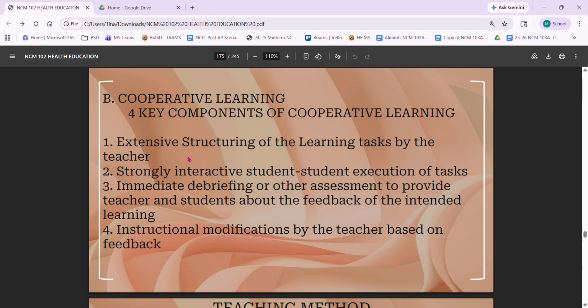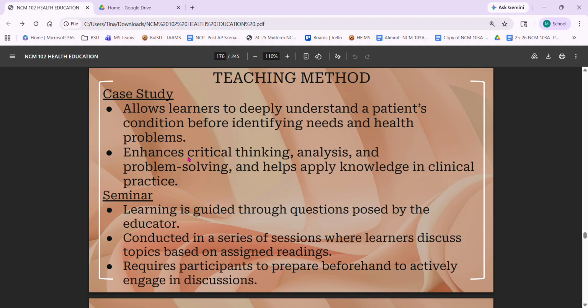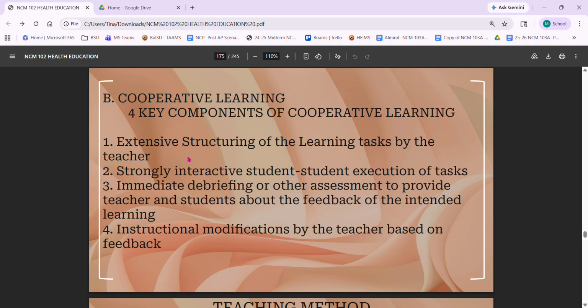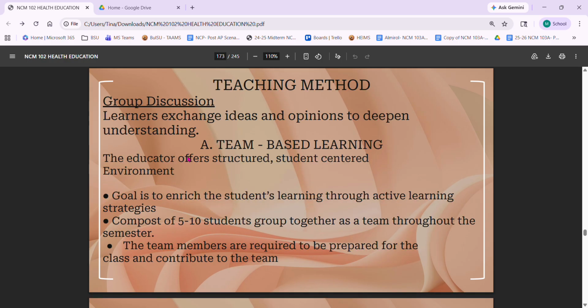Now, sa cooperative learning, meron kang 4 na key components. Okay? So, dapat extensive structuring of the learning task by the teacher. Dapat strong interactive student-to-student execution ng task. Immediate debriefing, okay, or other assessment para mag-provide ng teacher and student about the feedback of the intended learning, and instructional modification by the teacher based doon sa feedback na na-receive niya. Okay? So, that is your cooperative learning under your group discussion.